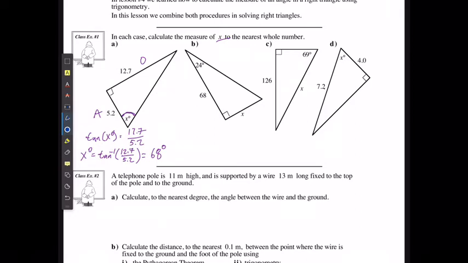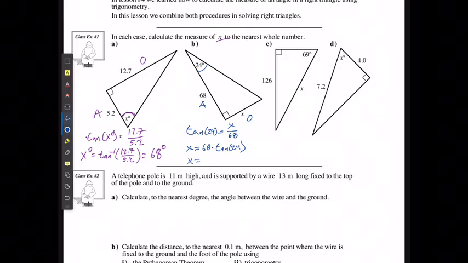In the second case, I know my angle, I know my adjacent, and I'm trying to solve for my opposite. So I'm going to use tan again. I'm going to say that tan of 24 degrees is going to equal my opposite, which is x, over my adjacent, which is 68. Or, when I multiply both sides by 68, x is going to equal 68 multiplied by tan of 24. And in this case, x is equal to 30.